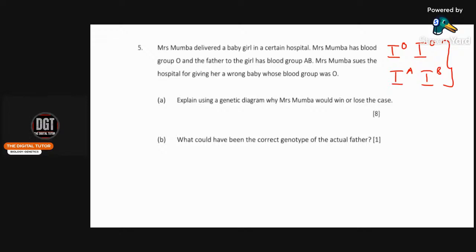To show that Mrs. Mumba is going to win, after crossing, no child should be found with blood group O. In that case, she'll win the case. But if one child is found with blood group O, there's a chance of blood group O, then she will lose the case. Now let us see.